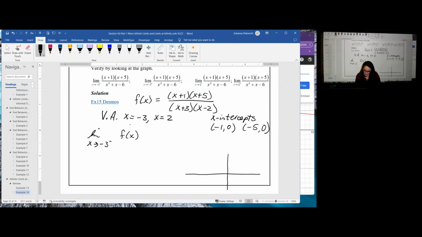Here's my number line, and I'm going to draw a vertical asymptote at -3 and another over here at 2. However, we also know that -1 is on the graph. Let's make that in a different color so it will stand out. And also -5.